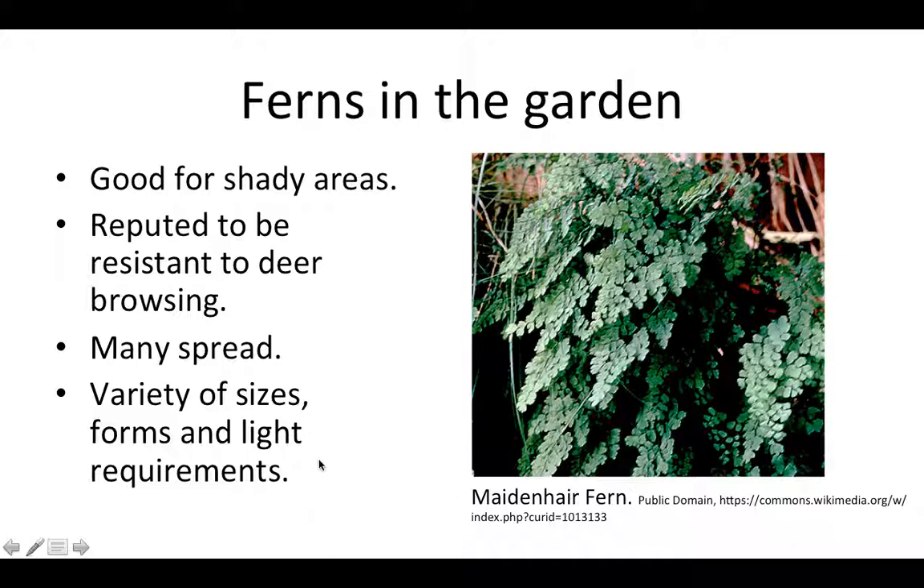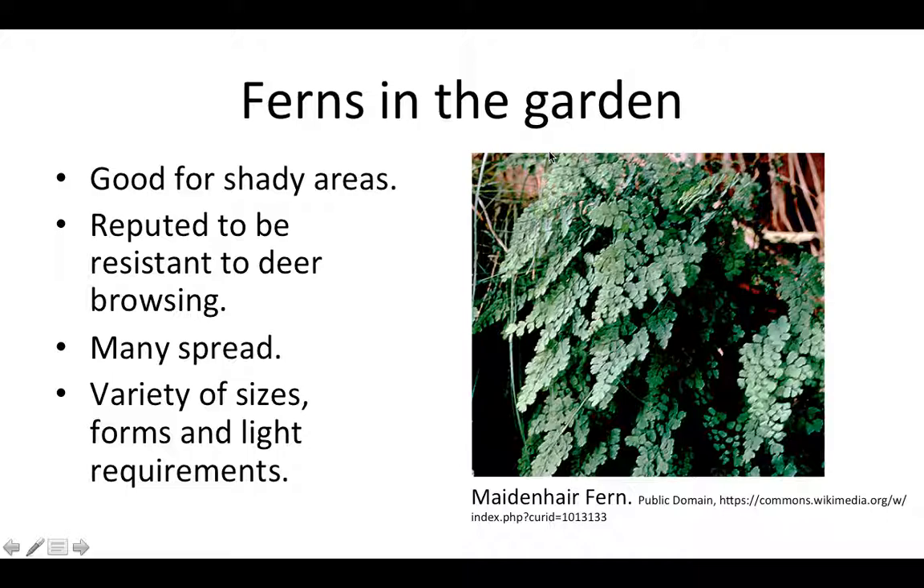There are ferns that can grow under full light. There are larger ones and there are smaller ones. So you can find a fern to occupy just about any space in your garden. This fern pictured here is called maidenhair fern, and there are maidenhair ferns that are native to eastern North America.